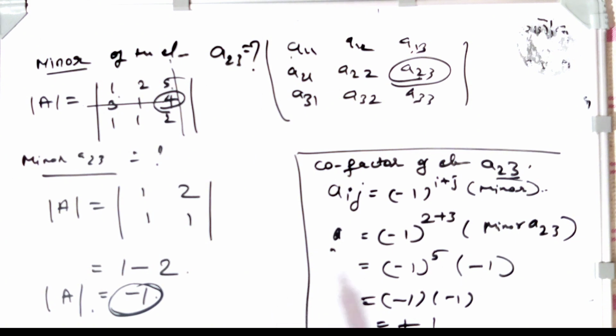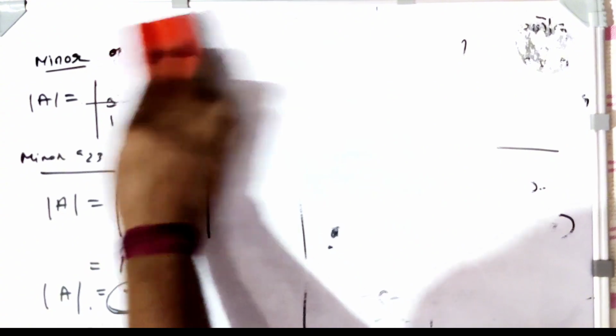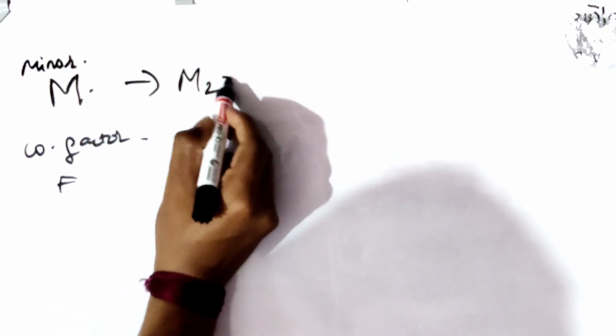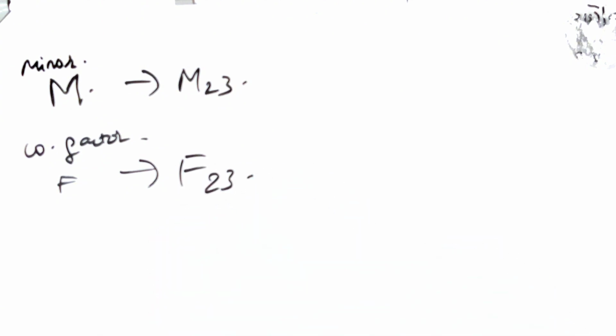So this is about minor and cofactor of the matrix. Minor is denoted by capital letter M and cofactor is denoted by capital letter F. So for the previous problem, the minor is M23 and the cofactor is F23. I forgot to tell this, so I have added it here.